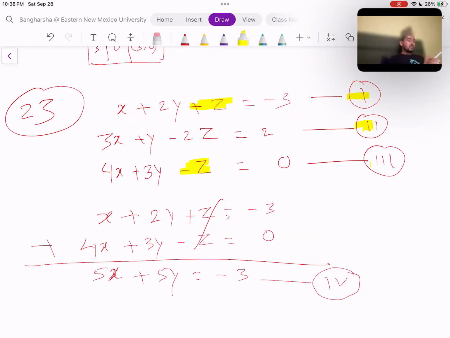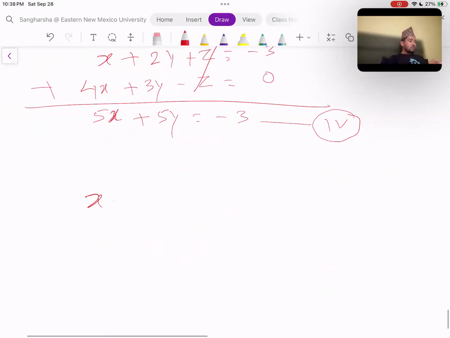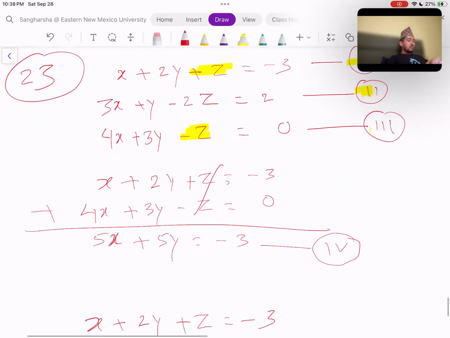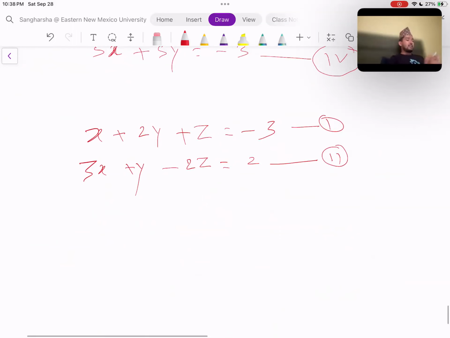It does not matter. So let me choose equations 1 and 2, and let me write that down. Equation 1 is x plus 2y plus z equals -3. And equation 2 is 3x plus y minus 2z equals 2. Now, how can we eliminate z here? What do we need to do? Is it enough if we add these two equations? Can we eliminate z simply by adding equations 1 and 2?